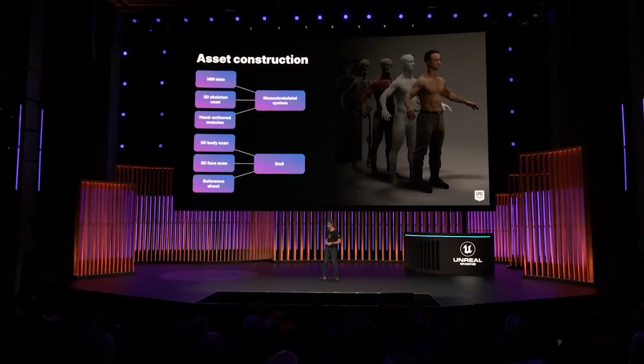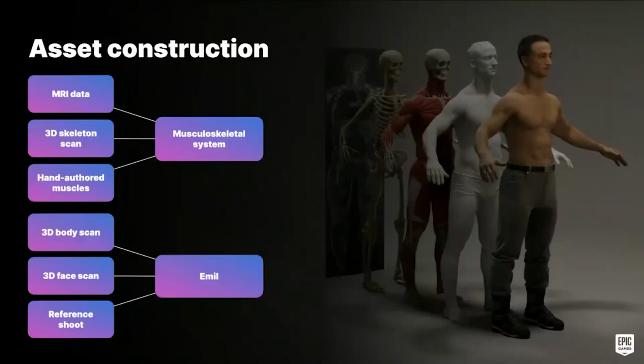So this is our character. His name is Emil. He is an anatomically correct digi-double. He was authored from 3D scan data of head and body, and we also captured full-body MRI data, and we used this to help build and validate our musculoskeletal system. This was taken into Houdini, where we work closely with our friends at Side Effects to set up full muscle and flesh simulation.